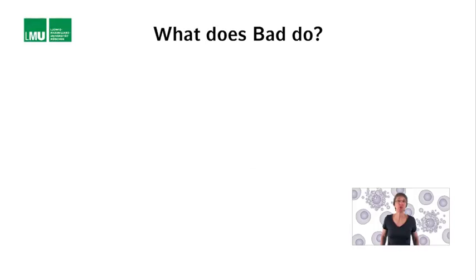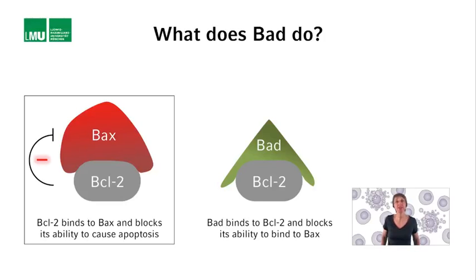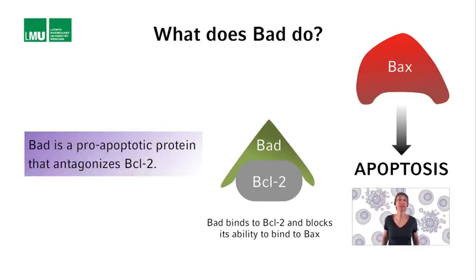What does BAD do? Remember, I told you that the anti-apoptotic BCL2 protein binds to the pro-apoptotic Bax protein and thereby antagonizes or blocks the ability of Bax to cause apoptosis. What BAD turns out to do is to bind to BCL2, thereby antagonizing BCL2's ability to bind to Bax. So when BCL2 binds to BAD, it no longer can interact with Bax, and Bax becomes free to induce apoptosis. BAD is therefore also a pro-apoptotic protein, since it can antagonize the anti-apoptotic BCL2 protein and therefore activate the pro-apoptotic Bax.